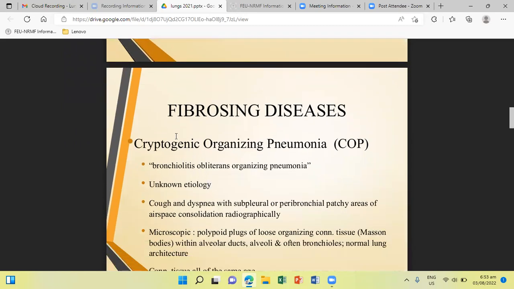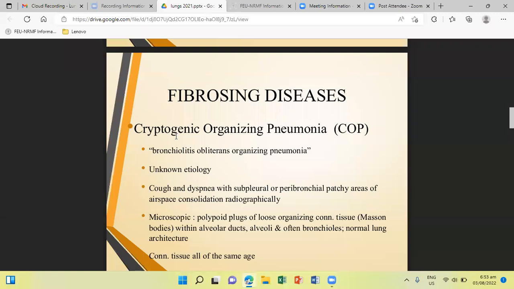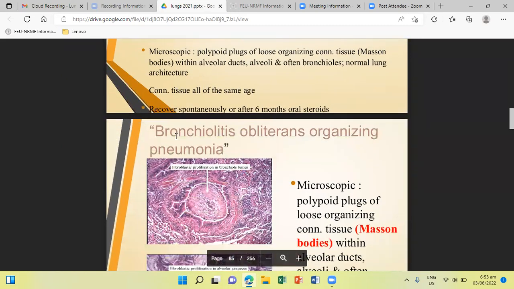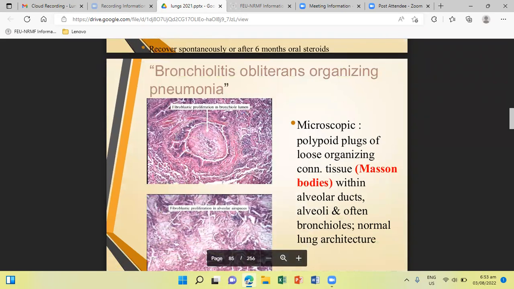When you say cryptogenic organizing pneumonia, COP, it is synonymous with the popular term bronchiolitis obliterans organizing pneumonia. Why is it called as such? Because, as you can see from the illustration, it is called BOOP, or bronchiolitis obliterans organizing pneumonia, because it is characterized by polypoid plugs of loose organizing connective tissue, which we call Masson bodies, within alveolar ducts, alveoli, and often bronchioles. The connective tissue is usually all of the same age, and the underlying lung architecture is normal. It is important to recognize that organizing pneumonia with intraalveolar fibrosis is most often seen in response to infection or inflammatory injury to the lungs.